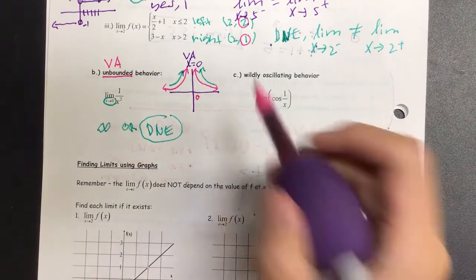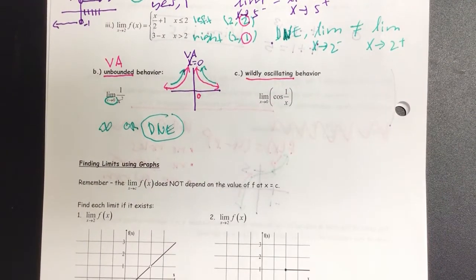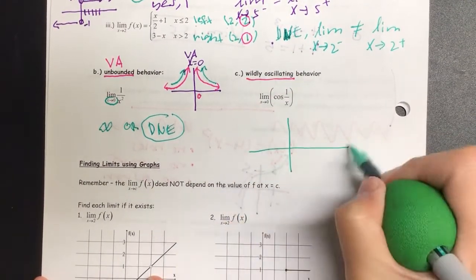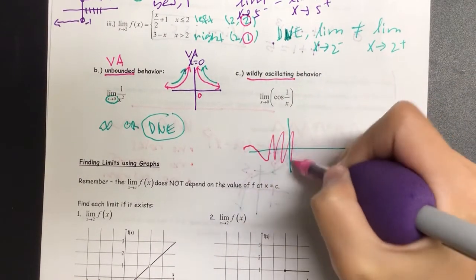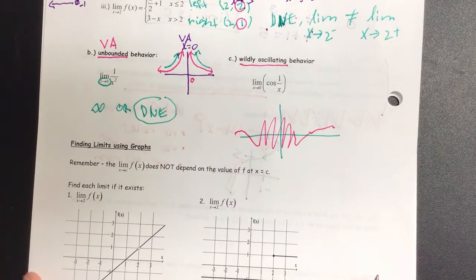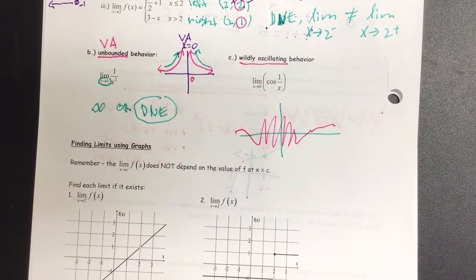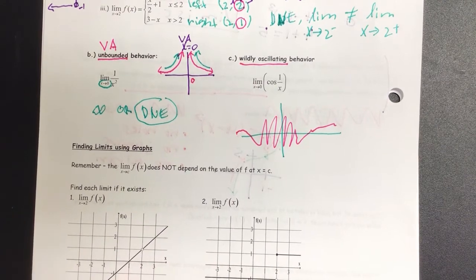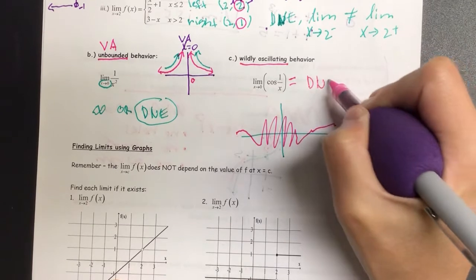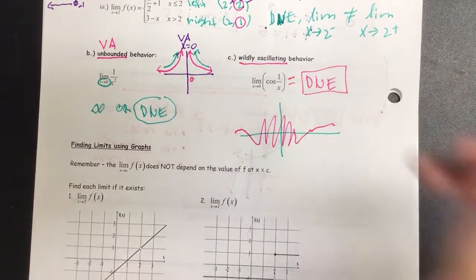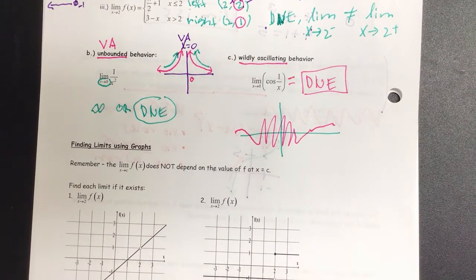Wildly oscillating, and that's going to be the following. And yes, it's going to oscillate quite crazy. It's going to go slow and go up and down, and level off. So if it is going up and down, can it make its own decision as to where to stop? No, that would always be does not exist. Is that uniform for all graphs? Yes, for all of the wildly oscillating.